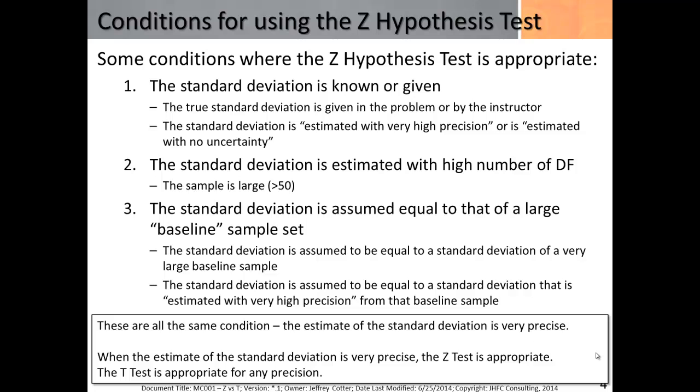In any case, these are all really the same condition. That is, the estimate of the standard deviation is very precise. So, when the estimate of the standard deviation is very precise, the z-test is appropriate, and the t-test is appropriate for any precision.